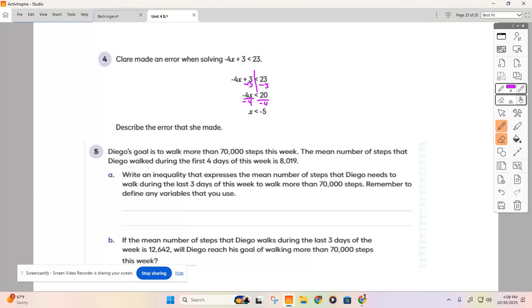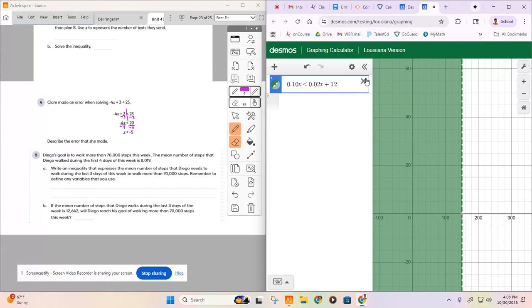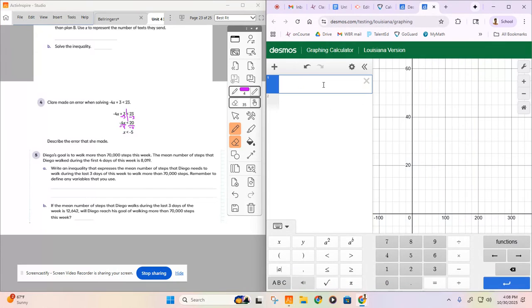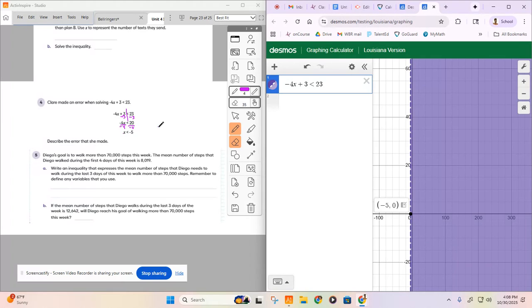She made a mistake. One of the ways we can tell that she made a mistake is if we graphed this in Desmos, and I started with the original inequality, negative 4x plus 3 is less than 23. I could see right here that it should be x that is greater than, because it goes to the right of negative 5.